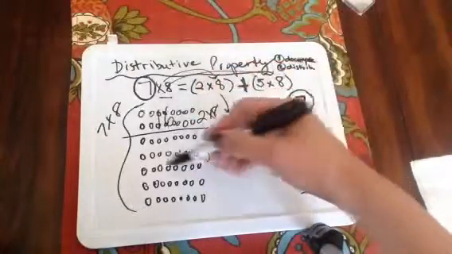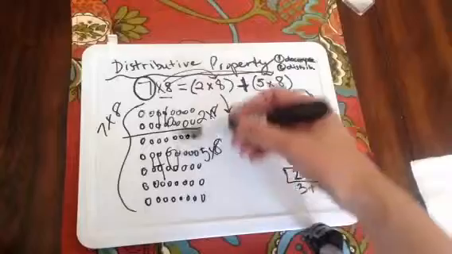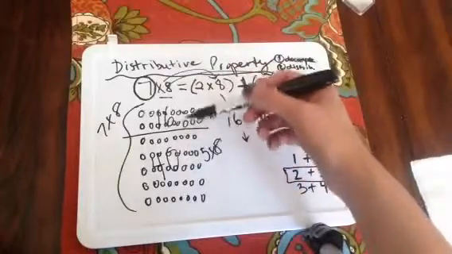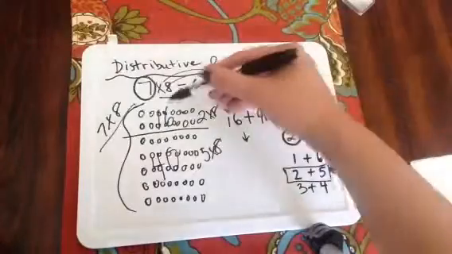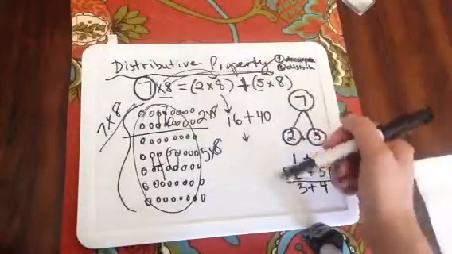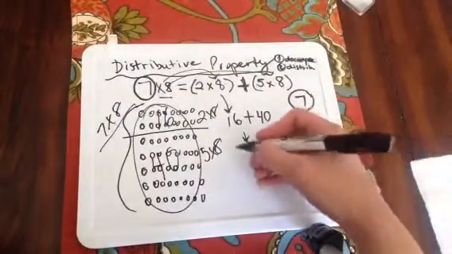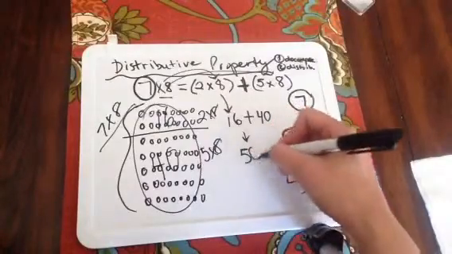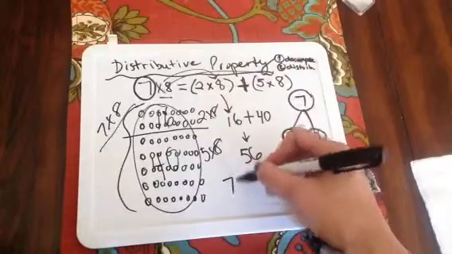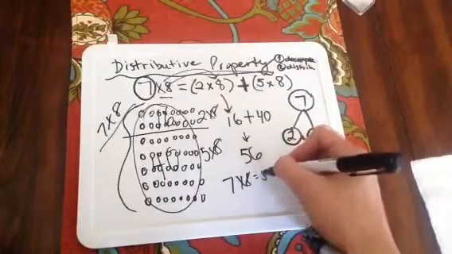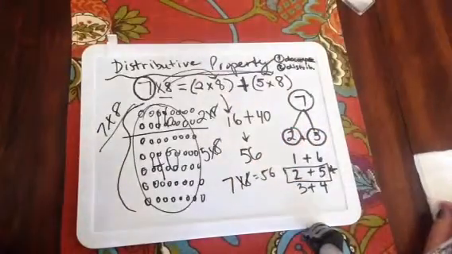Here's your 16. Here's your 40. When you add those two parts of that array together, you equal 7 times 8, the total amount in the array. So 16 plus 40 is 56. So total here is 56. So 7 times 8 equals, boom, 56.